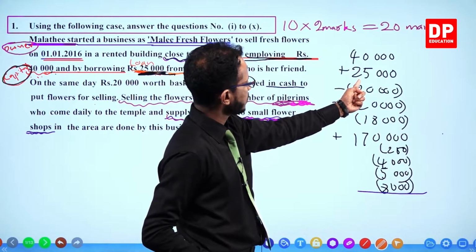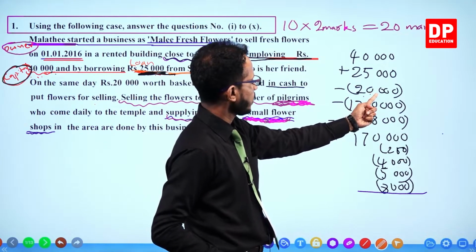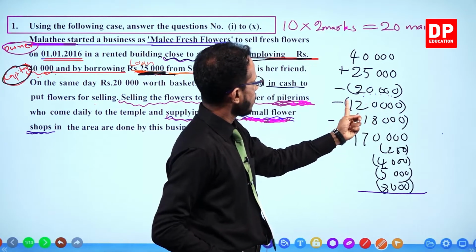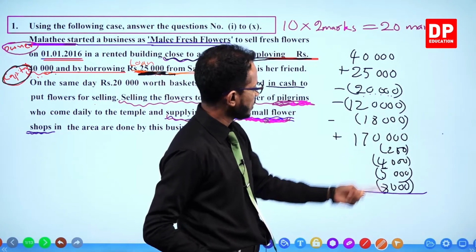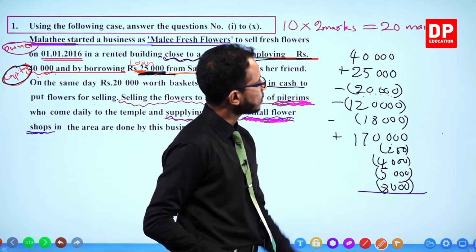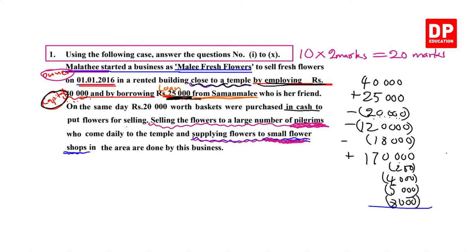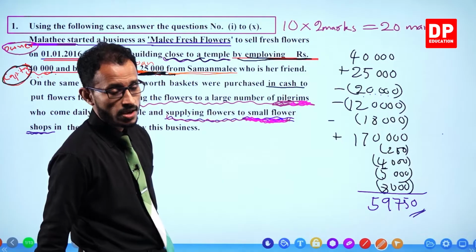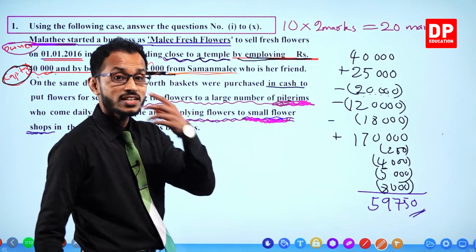40 plus 25, 65. 65 minus 20, 45. Yeah. Minus 120, minus 18, plus 170, minus 250, 4,000, 5,000 and 8,000. I get 59,750. Final cash balance. Yeah, correct. 59,750. That is the final cash balance.